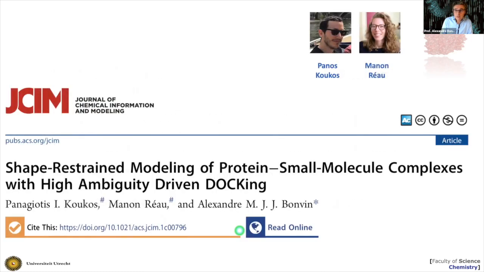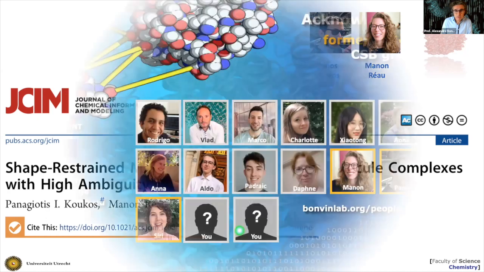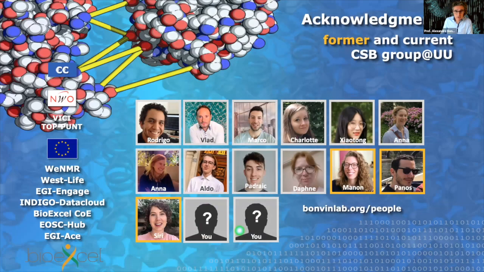This is all published, so you can find all the details in this publication, and all the data associated with the work are on the GitHub repository as well. You've seen pictures of the people who have been doing most of the work. This is the current team, and many other people contributed to the work I've been presenting. But Mano and Panos are the ones who have been doing the shape-based protocol. And for the COVID work, Siri and Mano were involved in the GPCR docking.